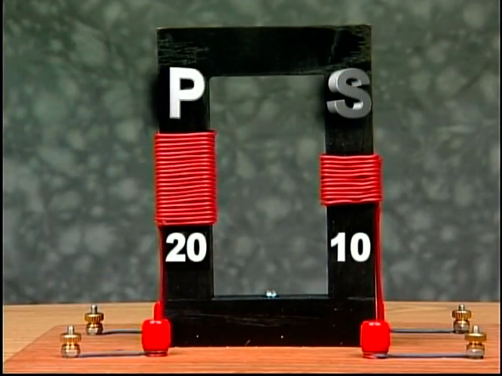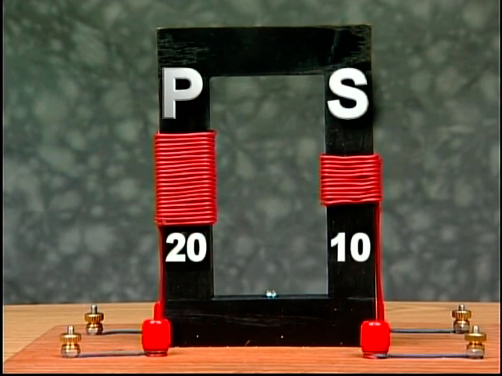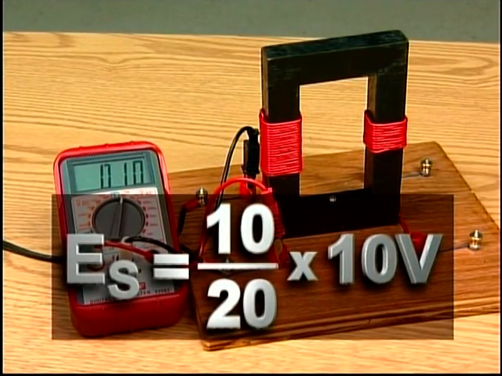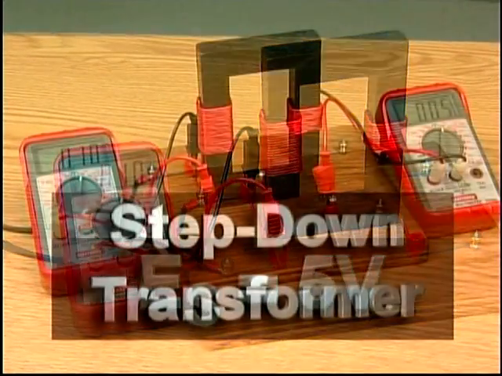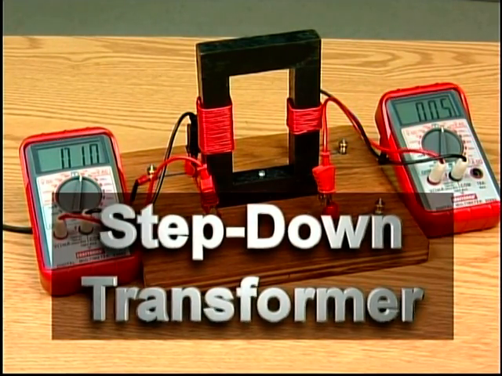The opposite is also true. If there are less turns in the secondary than in the primary, the output voltage would be reduced. In this example, the primary has 20 turns and the secondary has 10 turns. Solving the problem, you can see that the turns ratio is 1/2, 10 over 20, and that the secondary voltage, E sub S, is only 5 volts. Since there are less turns in the secondary than there are in the primary, the transformer is called a step-down transformer. Remember, a transformer does not generate electrical power. It transfers electrical power from one coil to another by magnetic induction.